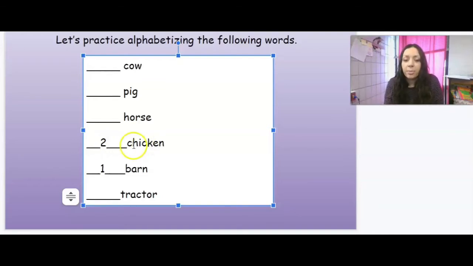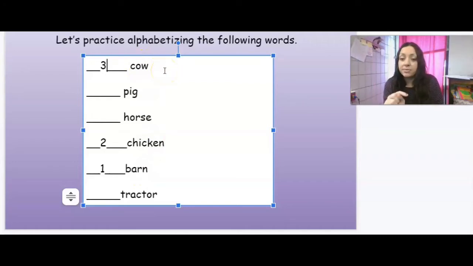So let's break that apart. Remember, CH is a digraph, so we know we need to read it together. So ch, it, k, in. Chicken, very good. And so we know this one will be next because it starts with C and it's ow, cow. So far we have barn, chicken, and cow.